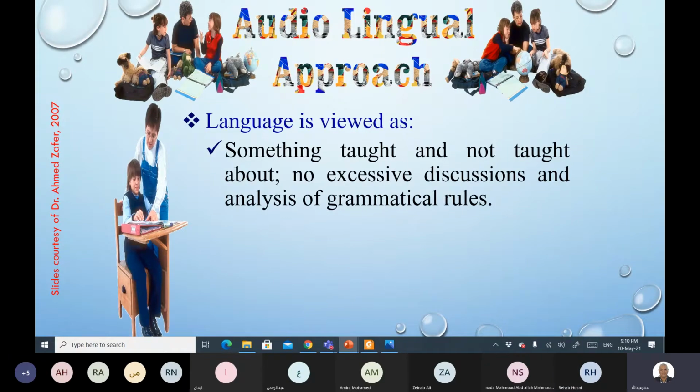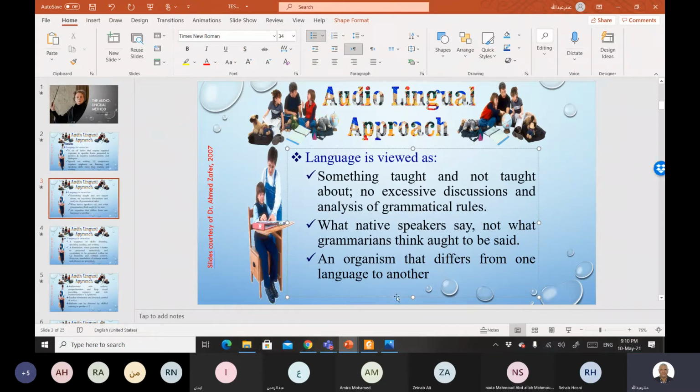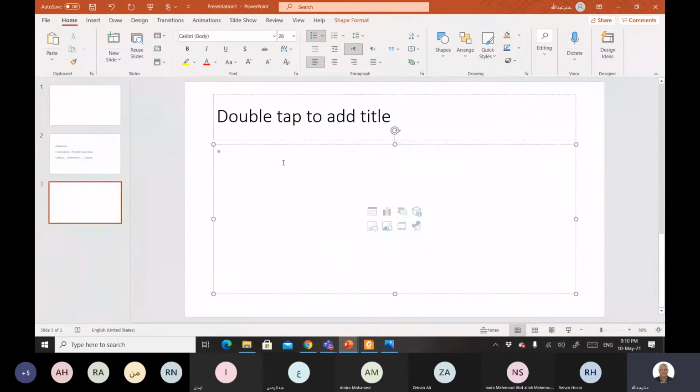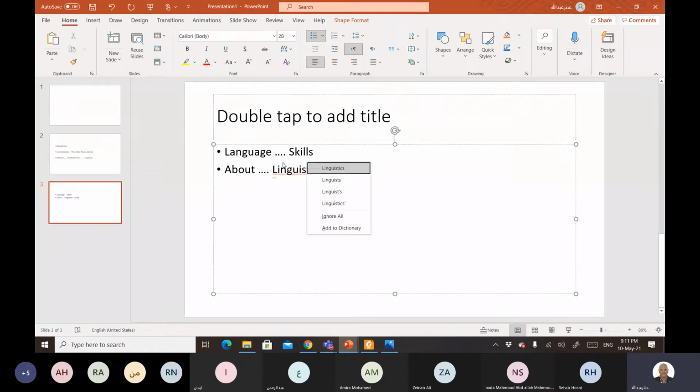So we say in this method, the teacher is teaching the language, not about the language. And the difference between these is that when we teach the language, we teach the skills of the language. When we teach about the language, we are teaching linguistics. We are teaching rules, explanations and analysis of grammar. And this is not a language classroom. This is a linguistics classroom.